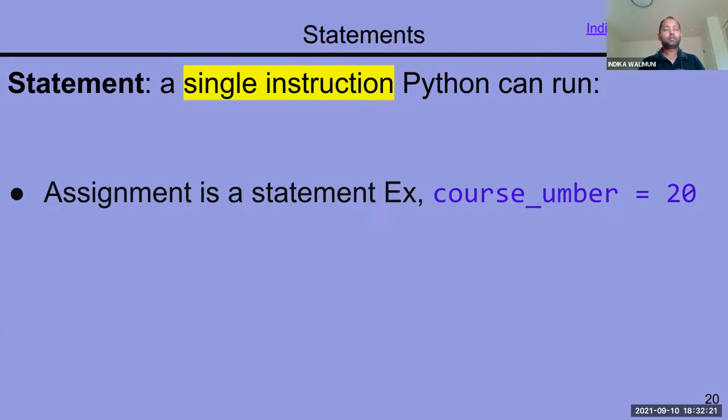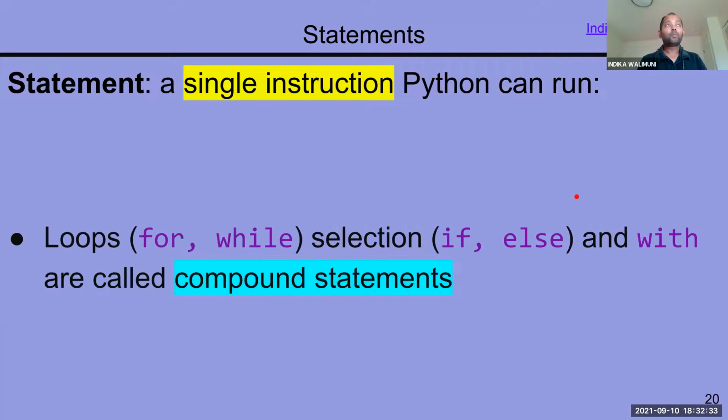An assignment statement is a type of statement. Here's an example: course_number equals 20, an assignment statement. Then loops: we're going to learn about for loops, while loops, iterations, and if-else and with statements. We're going to learn about all of these in the future. They are called compound statements because those statements are bigger, and inside we have single-line statements too. So we call them compound statements.